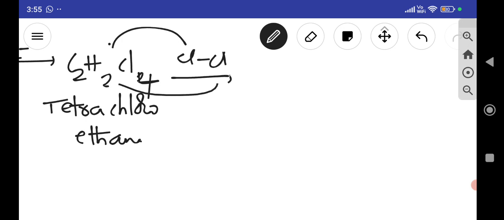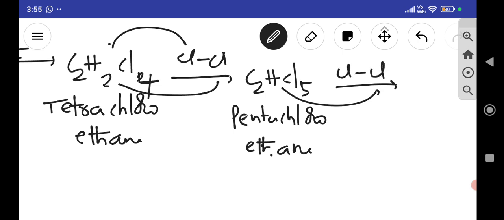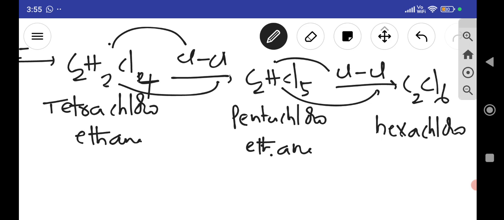Cl here and H will come out, so you get C2HCl5. This is known as pentachloroethane, because of 5 chlorines you call it pentachloro. Then the last hydrogen is replaced with Cl and you are getting C2Cl6. This is called hexachloroethane. Hope you have understood the substitution products of both methane as well as ethane.